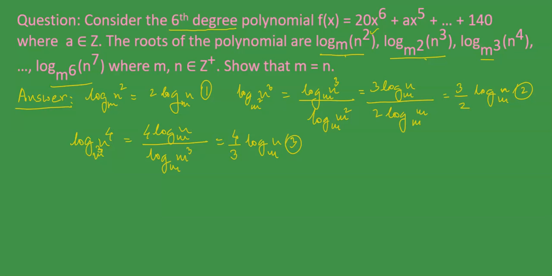And they have given the sixth root, so let us write the sixth root in this form. So it is log n to the power of 7 to the base m to the power of 6, which can be written as 7 log n to the base m over log m to the power of 6 to the base m, which is equal to 7 over 6 log of n to the base m. This is the sixth root.